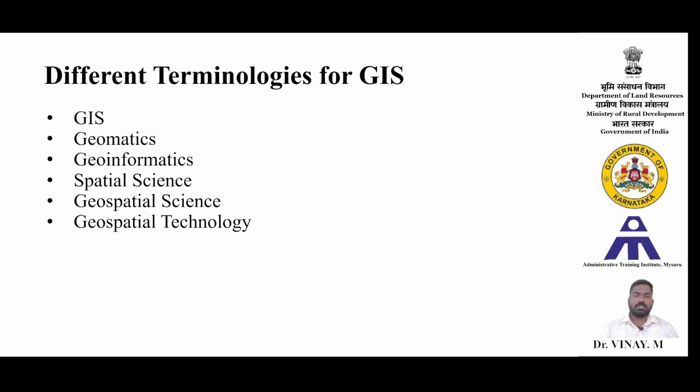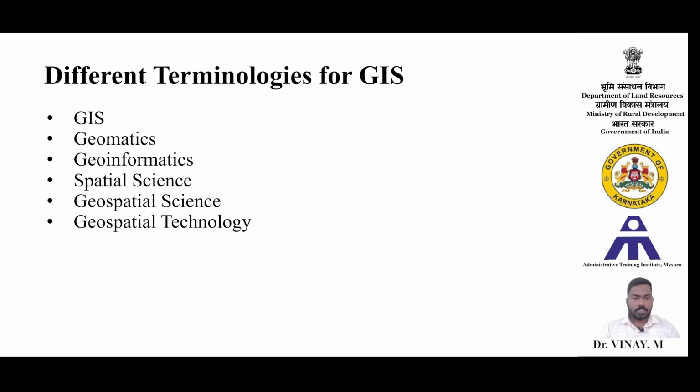If we look into the different sources, from the internet, different books, magazines, case studies, research, we often see different terminologies in GIS. As we discussed, GIS stands for Geographical Information System, which means we are mainly concentrating on the geographical space.